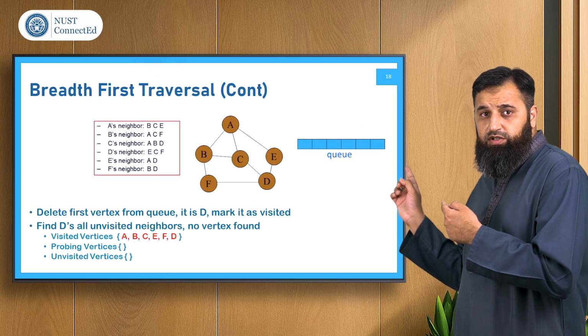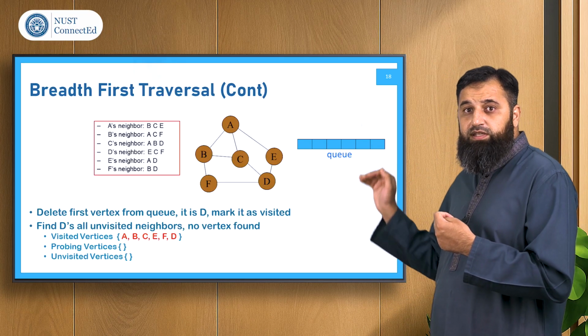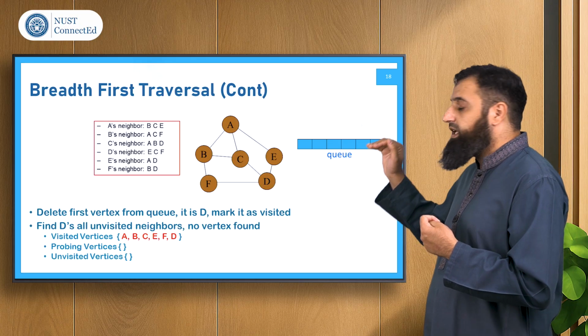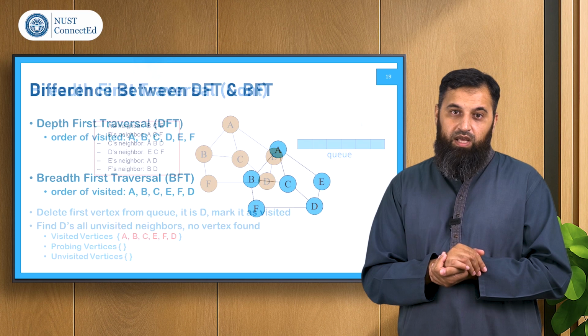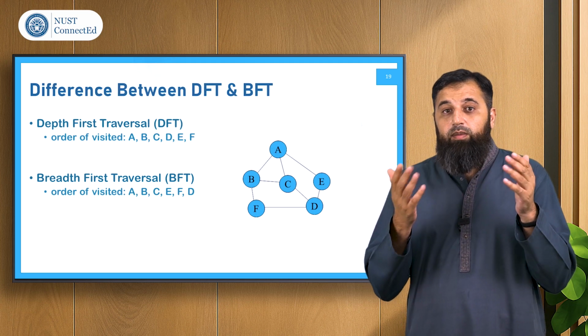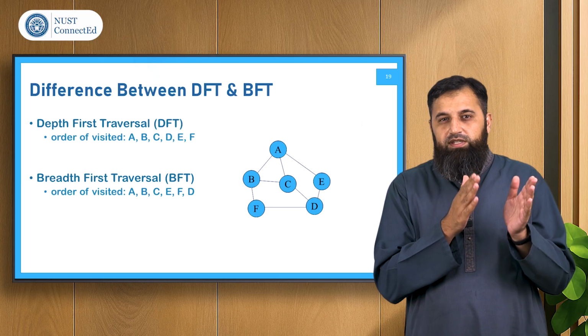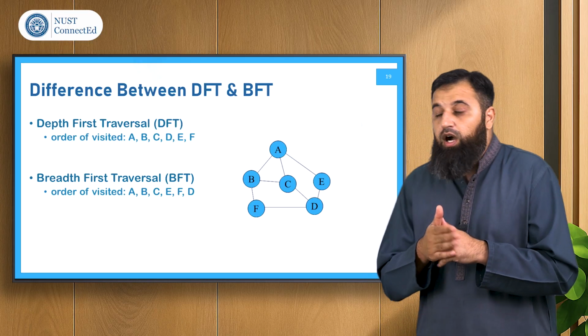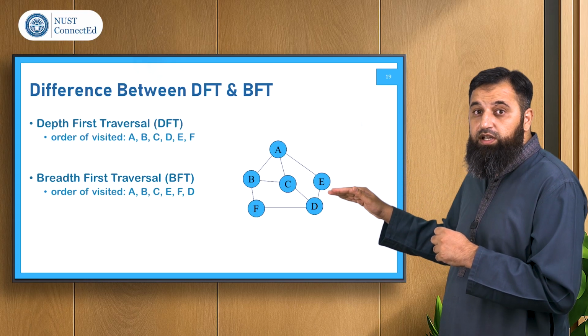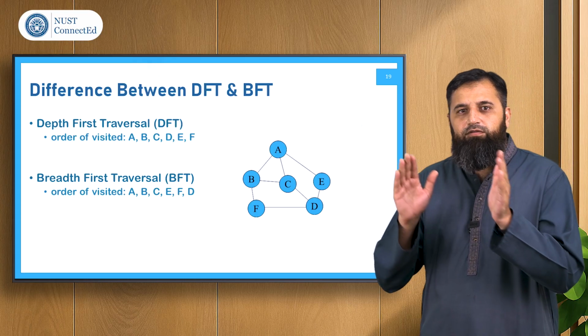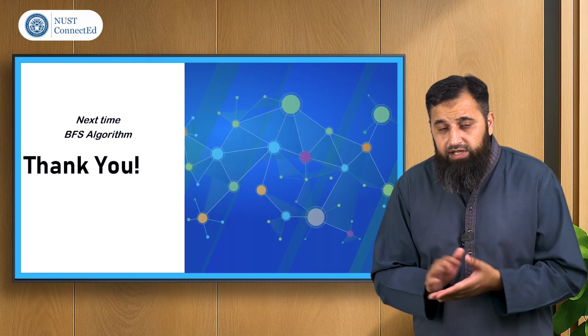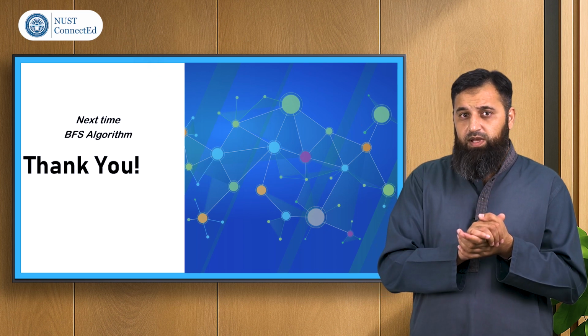So the BFS traversal order for this particular example is A, B, C, E, F, D. Now to compare, once you read about depth first traversal, the order is going to be closer to A, B, C, D, E, F. However, in breadth first traversal, the order is A, B, C, E, F, D. That's all for today's lecture on BFS traversal steps and examples.